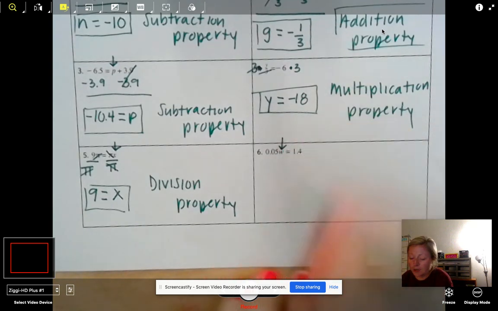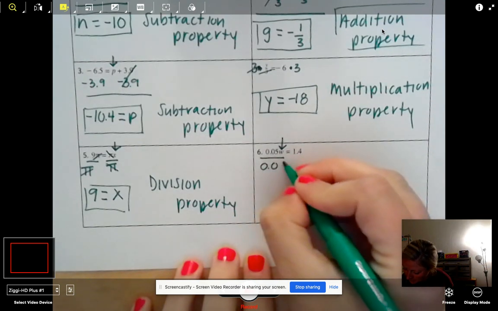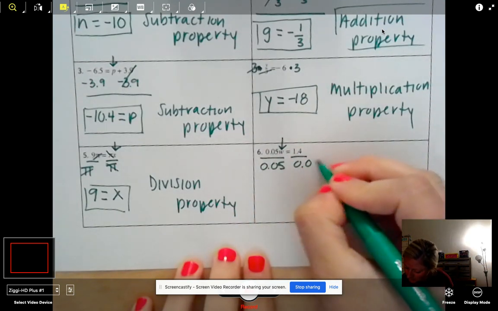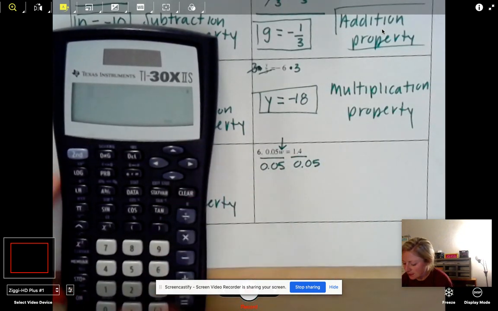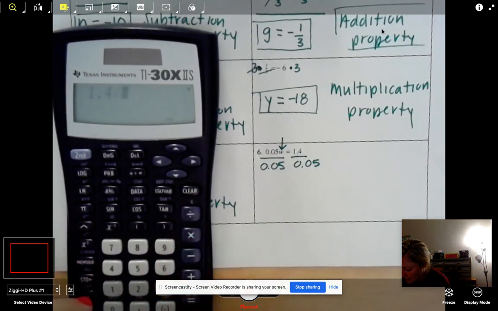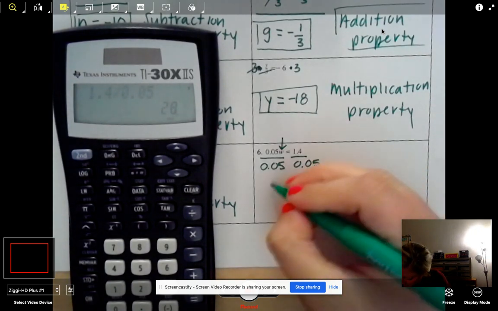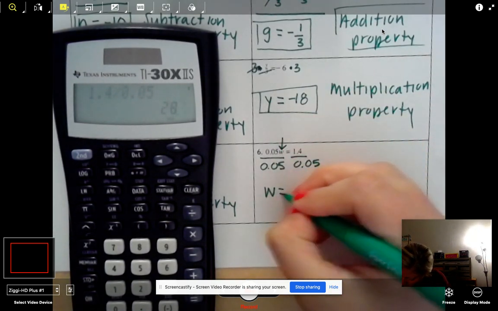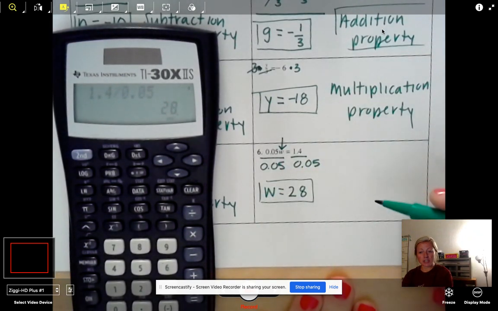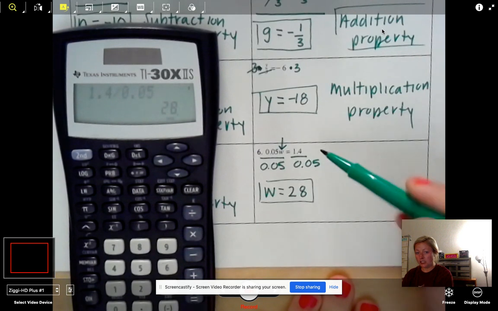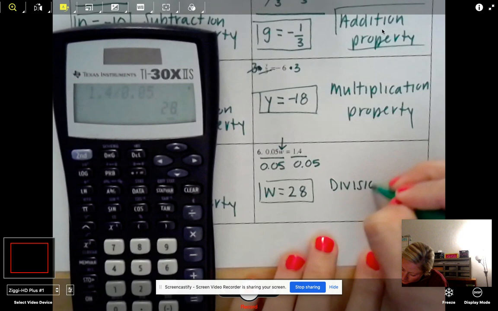So for the last time, our job is to get W by itself. So we will divide by 0.05, divide by 0.05. I'm a calculator gal. You could do whatever you want. So I'm going to take 1.4 divided by 0.05, and I get 28. So W equals 28. And again, did you remember to justify? What operation did we do to get W alone? Well, we divided, so that is our division property.